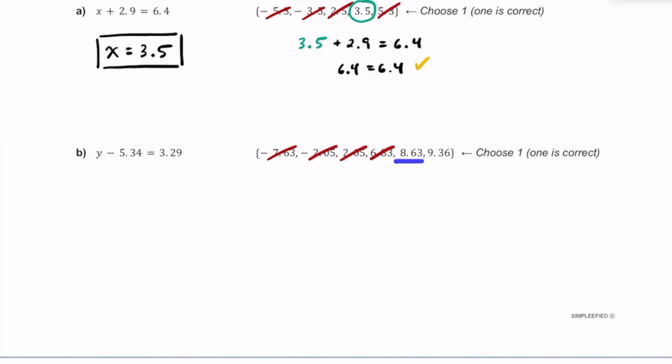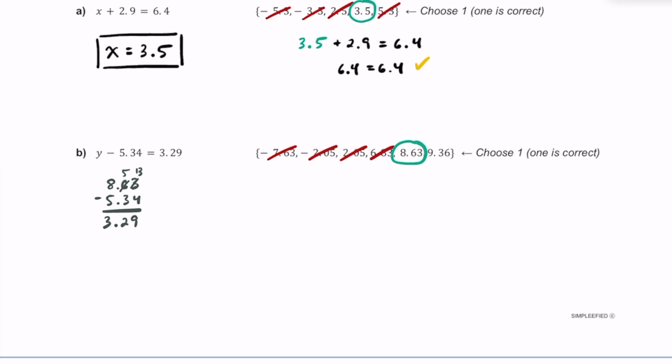What about this 8.63? If we plug that in here for y, maybe this could work. Let's do 8.63 minus 5.34. We could borrow, this would be a 5, this becomes a 13. 13 minus 4 is 9, 5 minus 3 is going to be 2, so far so good. 8 minus 5 is going to be 3. Check this out, this does match exactly what we were looking for, so this must be our solution, 8.63.